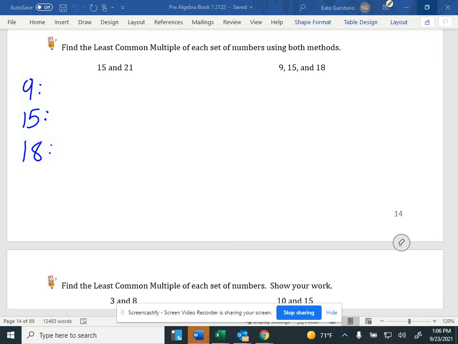First, we're going to do our first method where we find the multiples. We're going to find the multiples, then we're going to find what they have in common, and then we're going to find the least of them. Yeah, I just used one of them. Yeah, that's fine. So list out your 9s, your 15s, and your 18s.